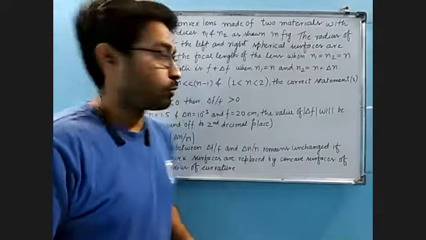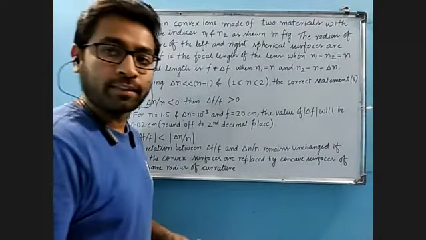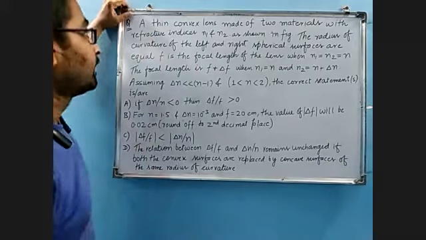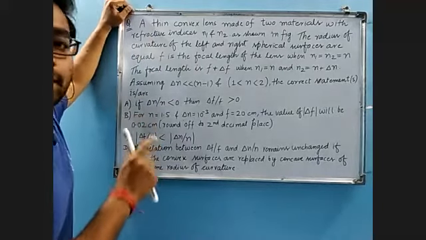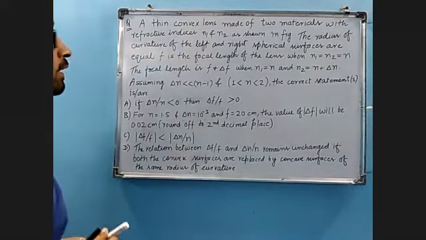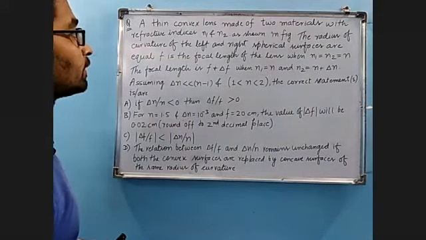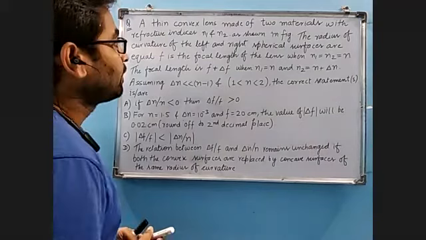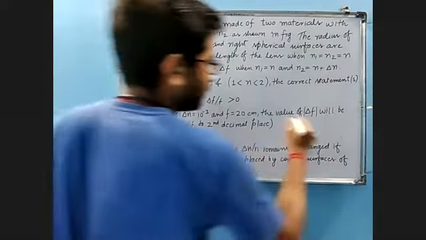So here I am to solve two questions actually. The first one says there is a convex lens given to us. A thin convex lens made up of two materials with refractive indices N1 and N2 as shown in the figure. So the figure is actually this one.